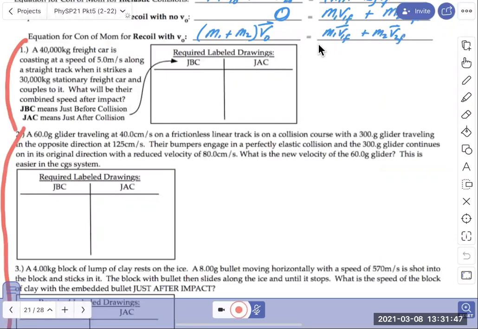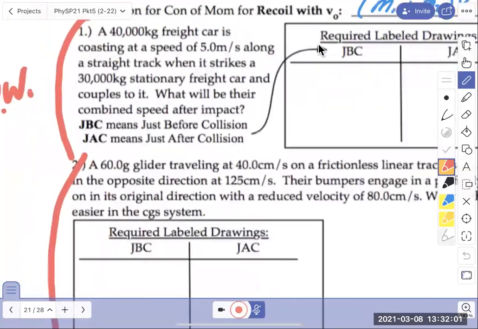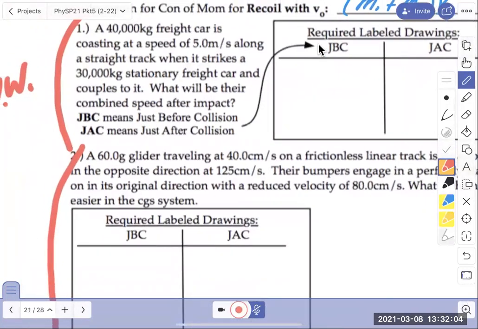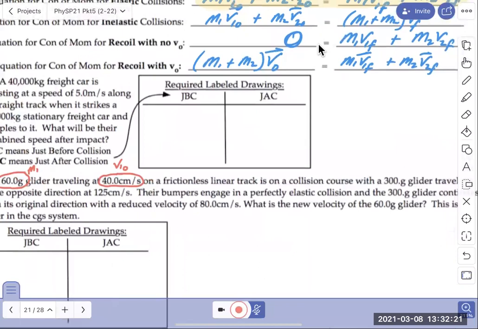So first off, let's do kind of a CLDEPA thing. I'm going to go with red and blue, Red Dog and Blue Boy. Red Dog is the smaller glider, and since that's 60 grams, I'll make that Red Dog. So I'm going to circle that one. 60 grams, that's just M1. Anything involving that one, I'll make red. Moving at 40 centimeters per second, so that's V1 naught, on a frictionless linear track.